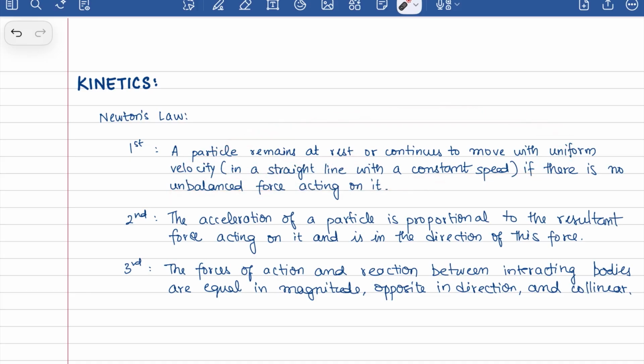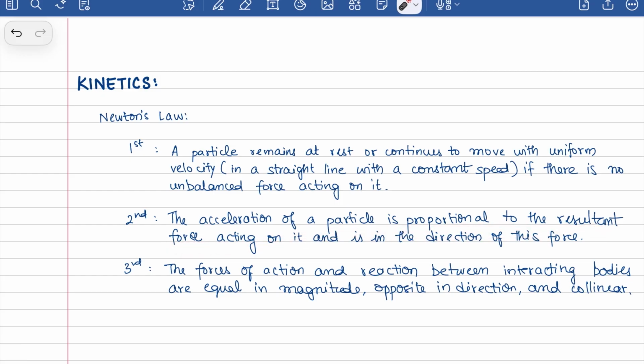The first one is related to inertia. An object is going to stay at rest or continue to move with uniform velocity. That is, there's not going to be any change in the velocity, and velocity being a vector implies that it has to be in the same direction and same straight line at constant speed if there is no unbalanced force acting on it. If it has to change direction, there must be some unbalanced force. If it has to decelerate, there must be some unbalanced force. If it's at rest, it stays at rest unless there is some unbalanced force that's going to cause it to move.